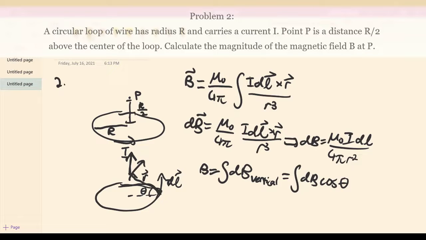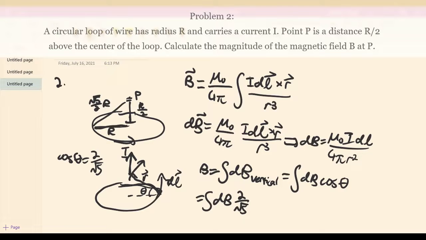Finding cosine theta is pretty straightforward. Looking at this, the vertical distance is r/2 and this is r, so this diagonal would be square root 5/2 r, which we can find by the Pythagorean theorem. Then cosine theta would be r over square root 5/2 r, so this would be the integral of dB times 2 over square root 5, because cosine theta is equal to 2 over square root 5.